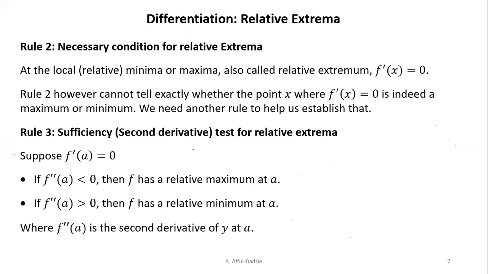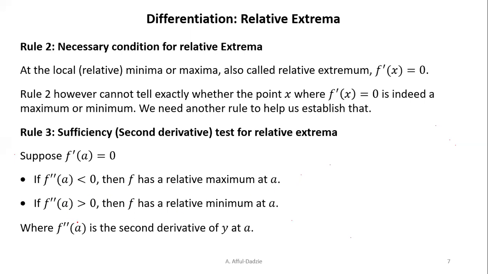Now, suppose we take f prime of a equals 0. Then, to be sure that it's a maximum point, the highest possible point, or the lowest possible point, what we do is we take the second derivative. So you differentiate the function a second time. When you take f double prime of a, if f double prime of a is less than 0, then the function has a relative maximum at a.